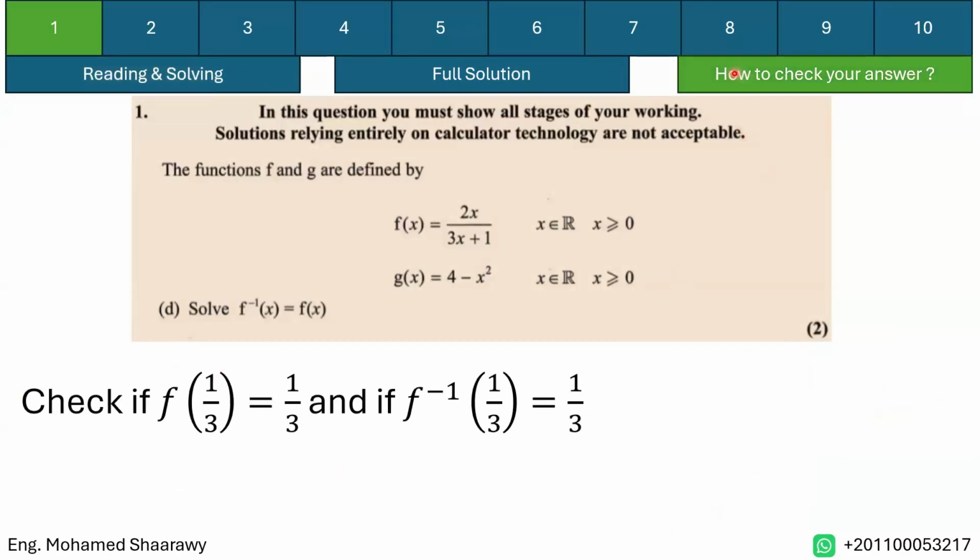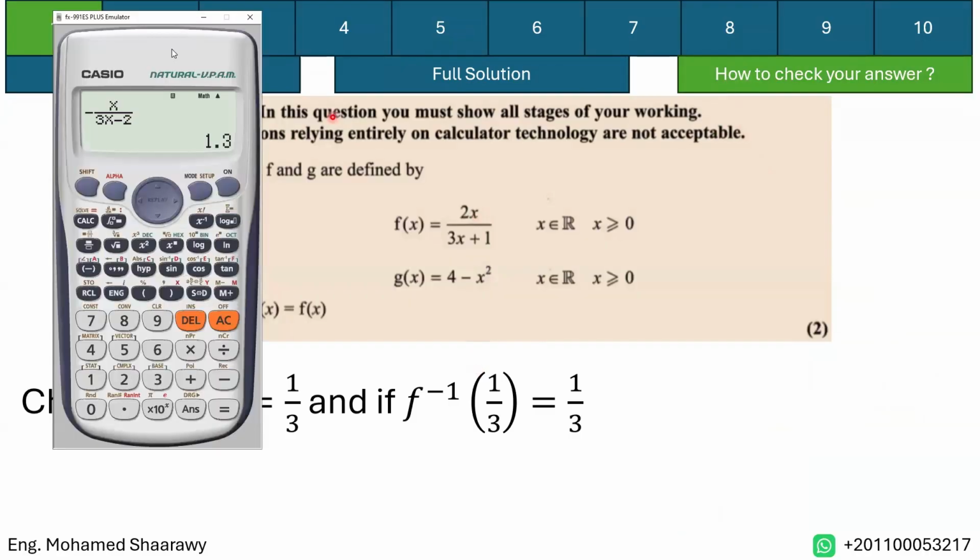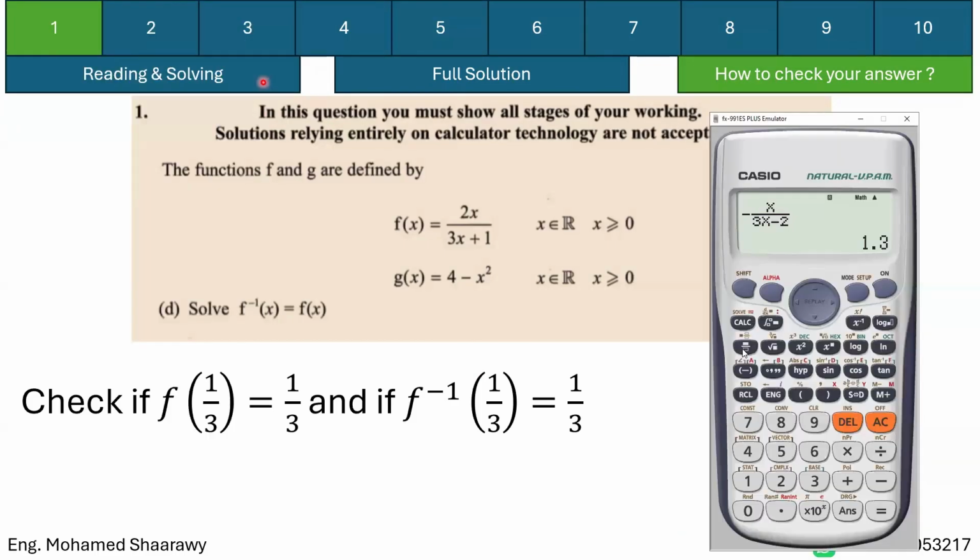Okay, how to check your answer in the exam? Actually, check if both points lie on both curves. So for example, this is f of x. It is 2x over 3x plus 1. As I said before, when x is equal to 1 over 3, the y will also be equal to 1 over 3. Same thing at 0. When x is equal to 0, y will also equal 0.